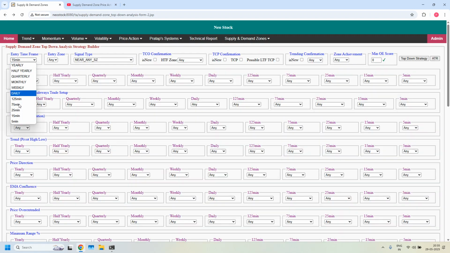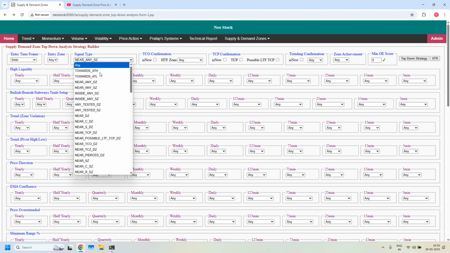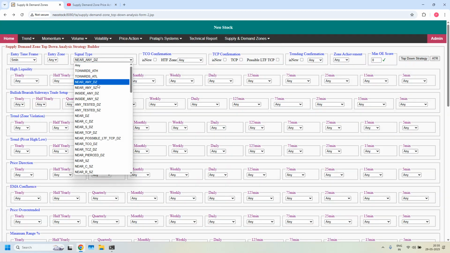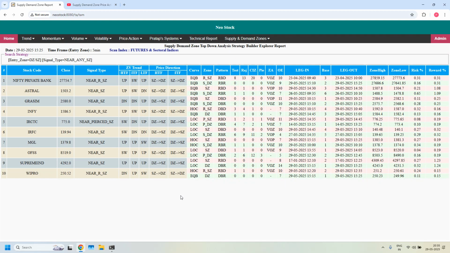Next time frame is 5 minutes. Stocks near to the 5 minutes demand zone, we got 11 stocks. Next, stocks near to the 5 minute supply zone, we got 10 stocks. So with this, we have completed generation of stocks near demand and supply zones for all the time frames.